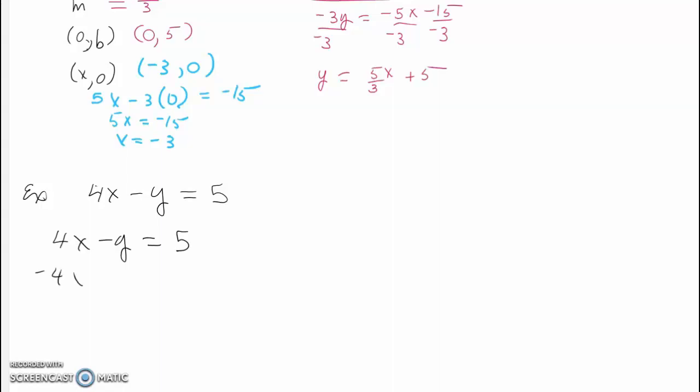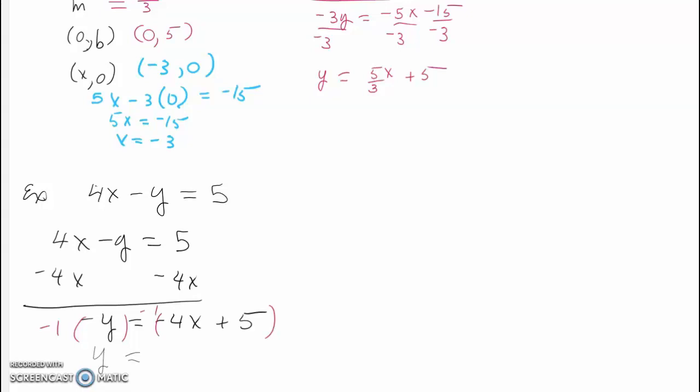You want to subtract 4x from both sides. And you're left with, now be careful, here's the common error, make sure to carry the negative sign in front of the y, equals negative 4x plus 5. Now we're going to multiply each side by negative 1, or divide, it's your choice. So here this becomes y equals positive 4x minus 5.